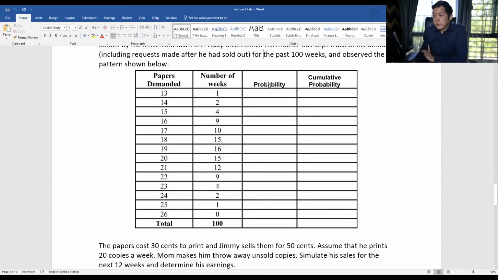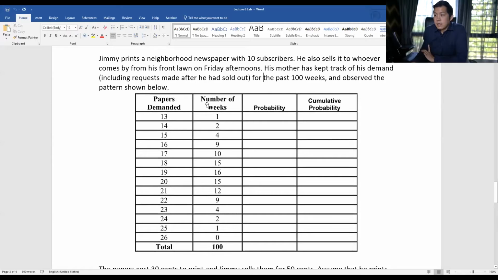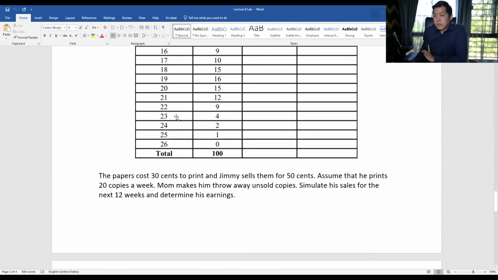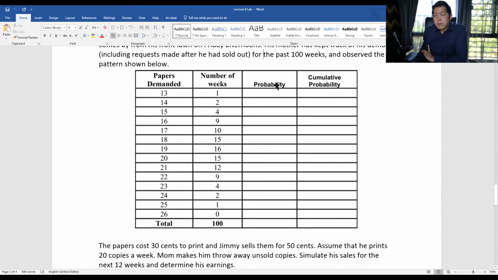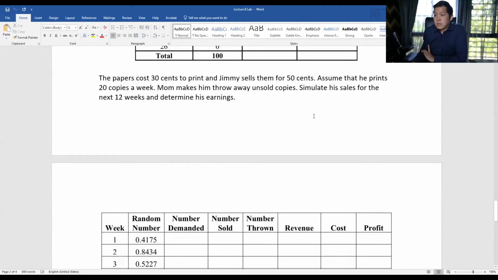So what I ask you to do here first is to calculate the probability and the cumulative probability. Okay, number of weeks. This is the demand. These are the number of weeks that this number of demand occurs. So calculate probability and cumulative probability first.